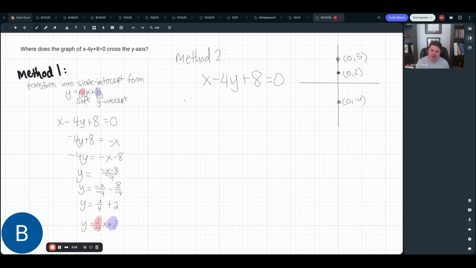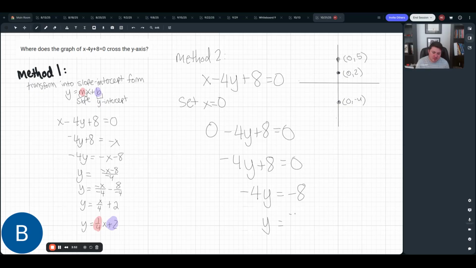And we can say, we can set x equal to 0, and then whatever the y value is going to be our y-intercept. So we could say 0 minus 4y plus 8 equals 0. This is going to be just negative 4y plus 8 equals 0. Let's subtract the 8 here. Negative 4y equals negative 8. y equals negative 8 divided by negative 4, which is going to be positive 2. So we can see we get the same answer.